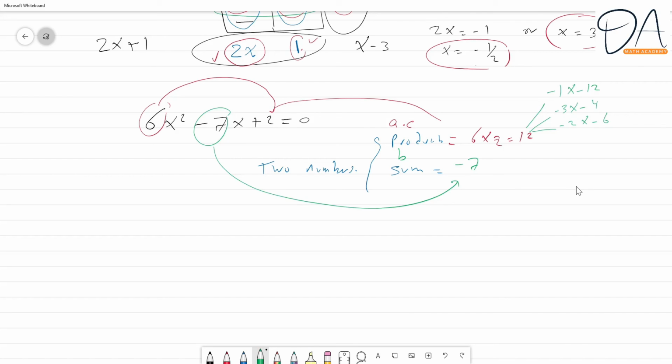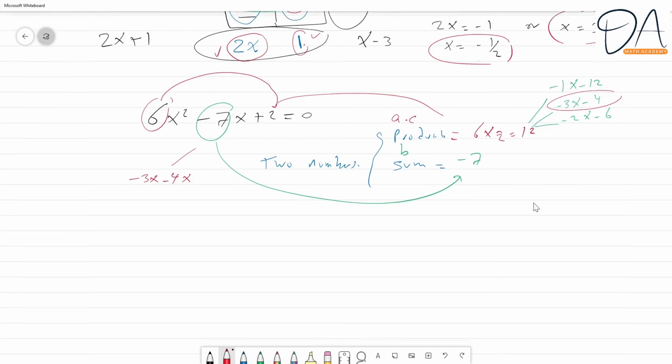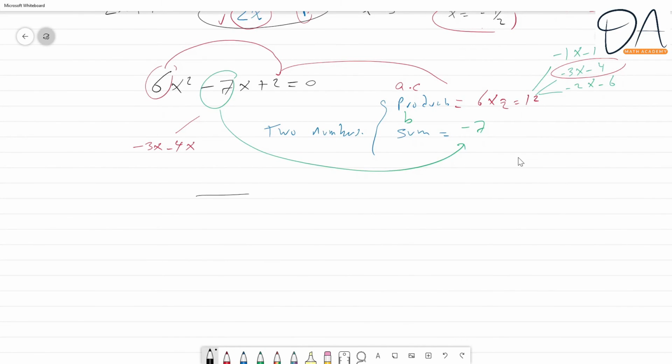In order to get minus 7, we can see that minus 3 and minus 4 give us minus 7. And what we'll do, simply, is write this middle term, minus 7x, now as minus 3x minus 4x. And then we can create the box as we did in the previous example. So this is a 2 by 2.